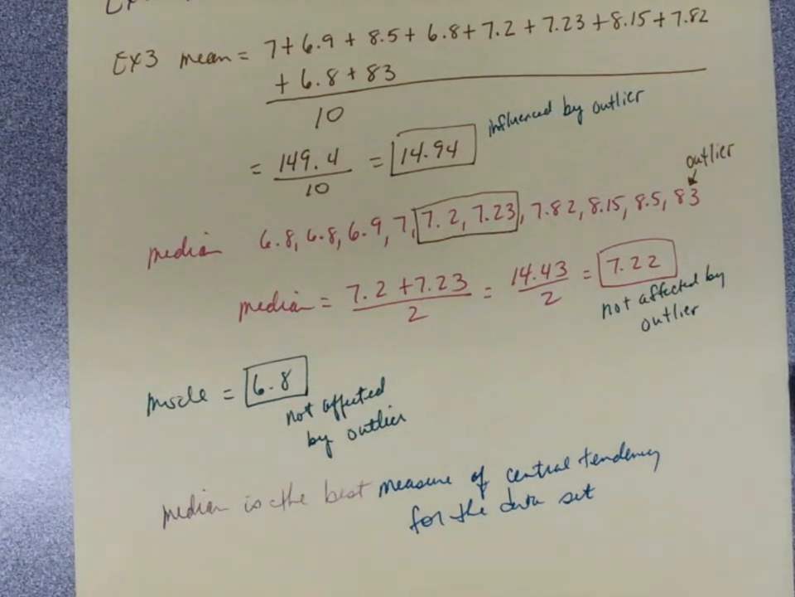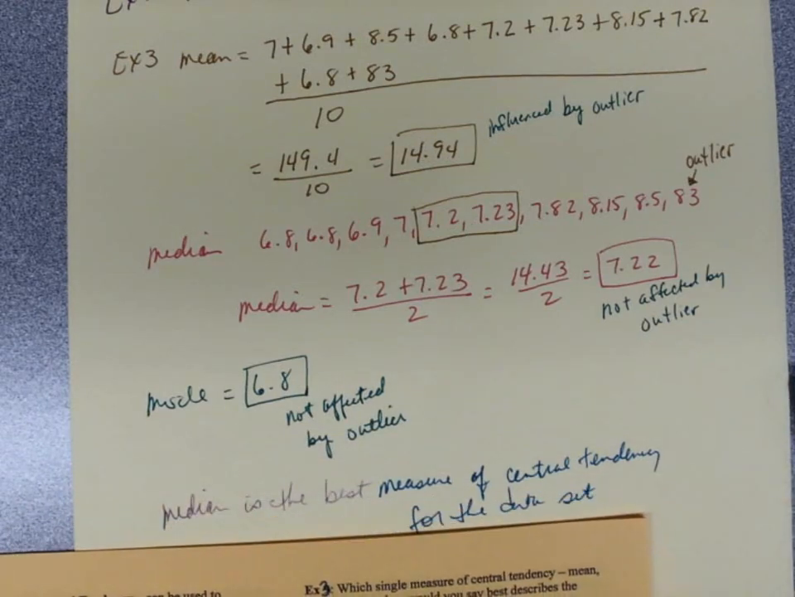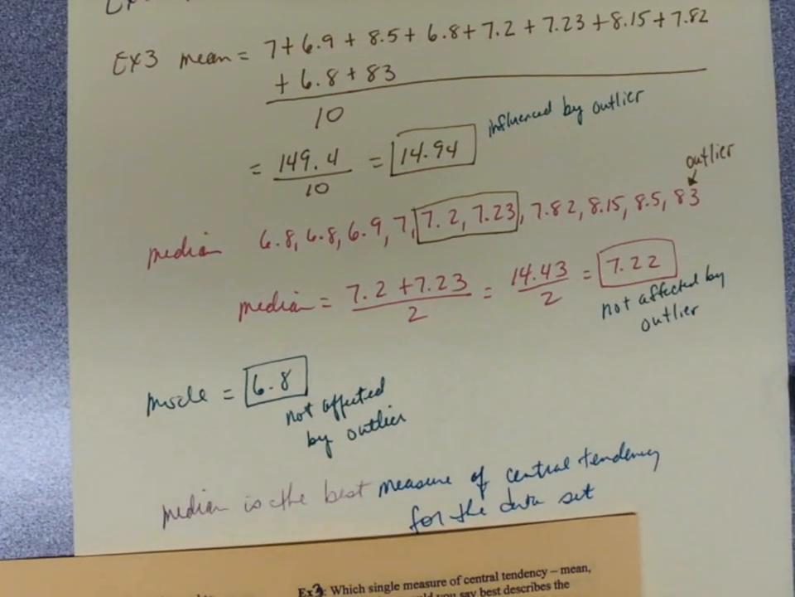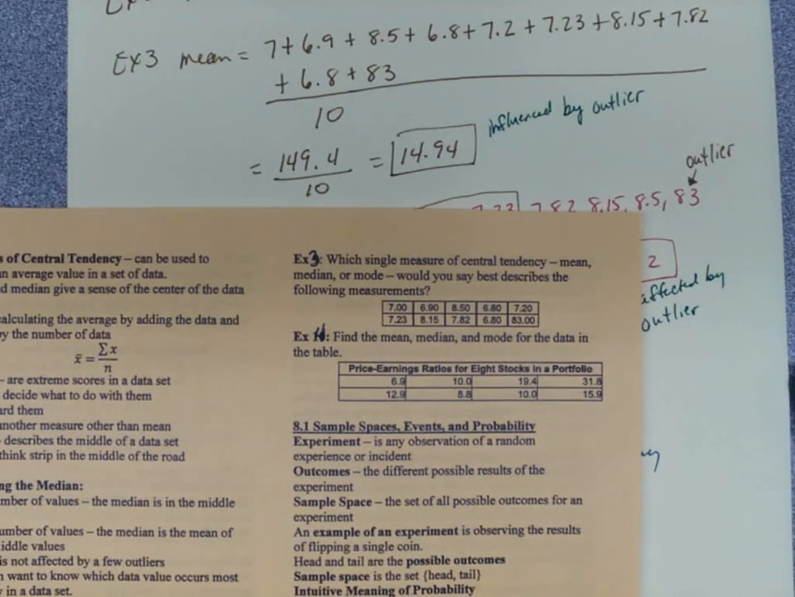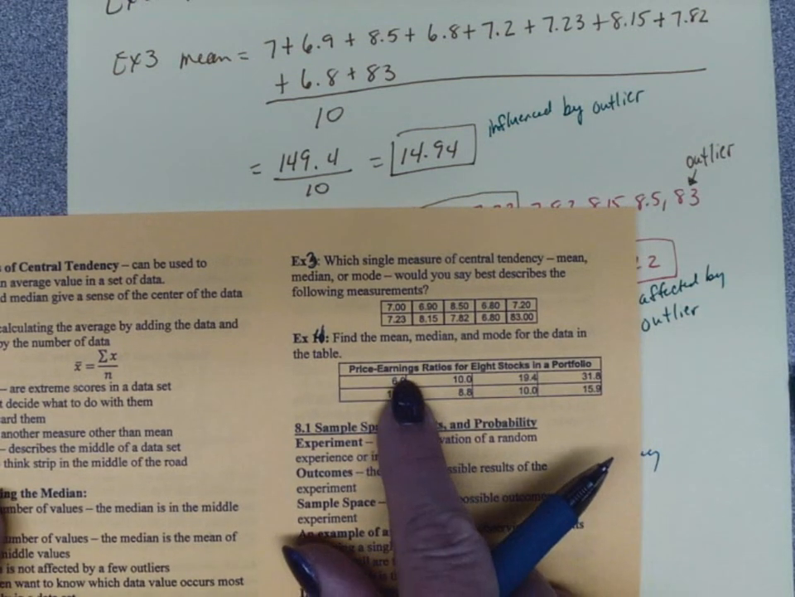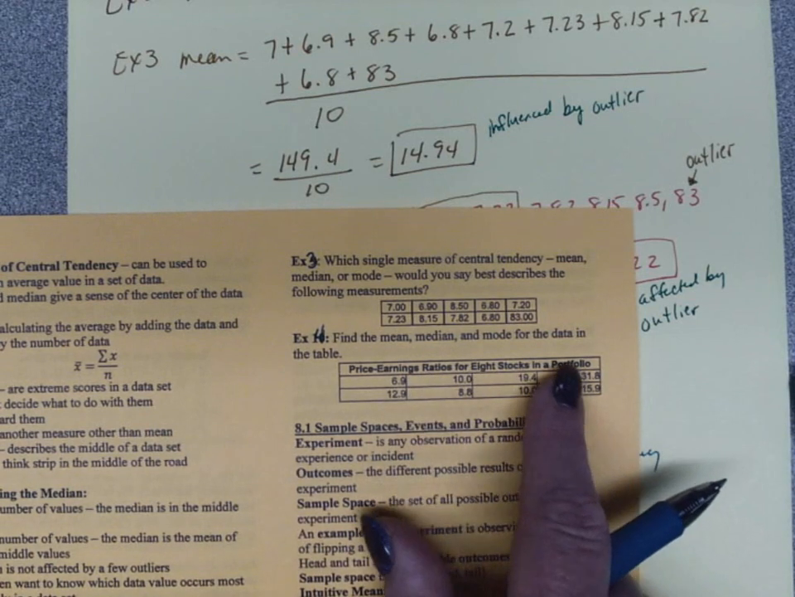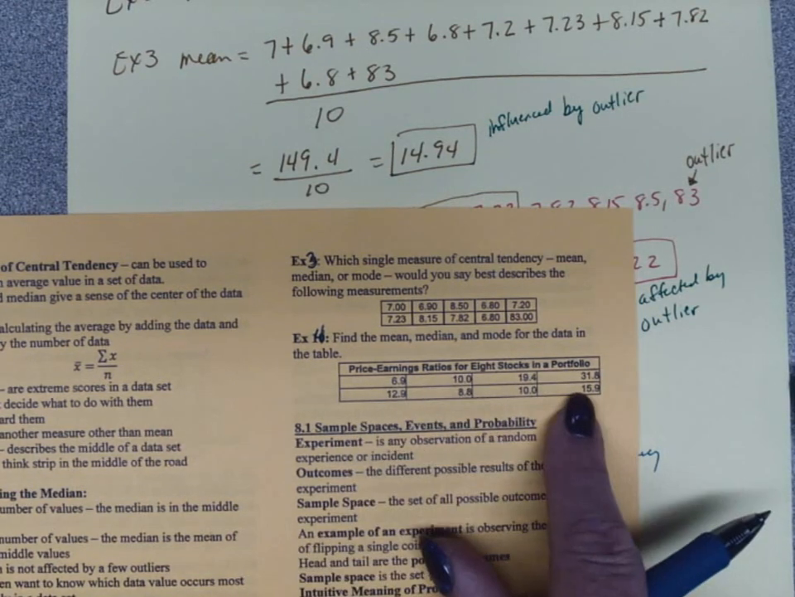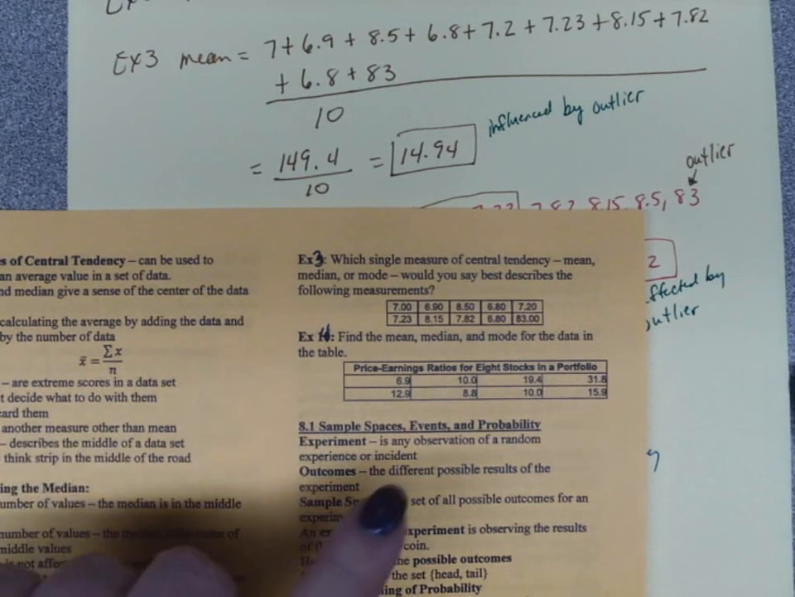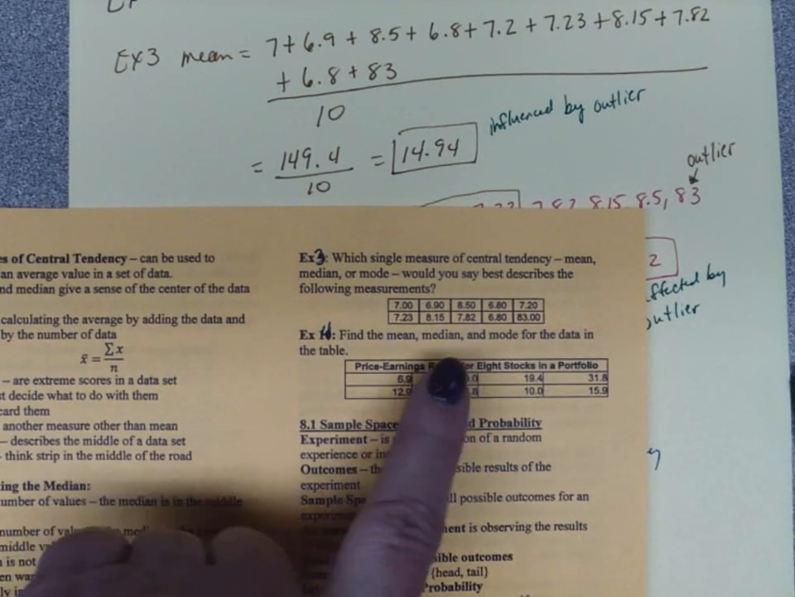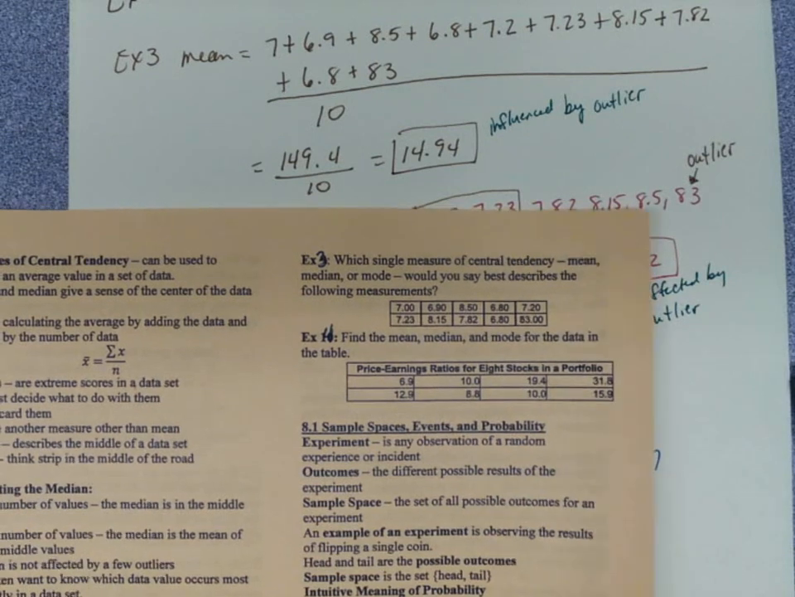All right. And our next example is example 4. And here we have find the mean, median, and mode for the data in the table. So we have price-earning ratios for 8 stocks in a portfolio. So here's our list of stocks. So we're going to find our mean, which is the average, the median, which is the middle, and our mode for the data in the table.